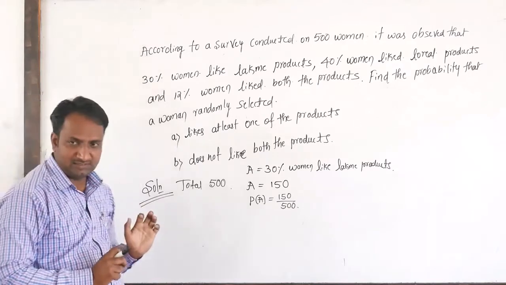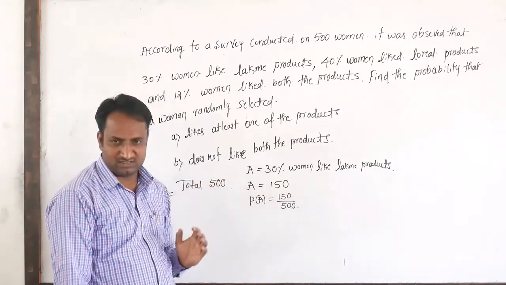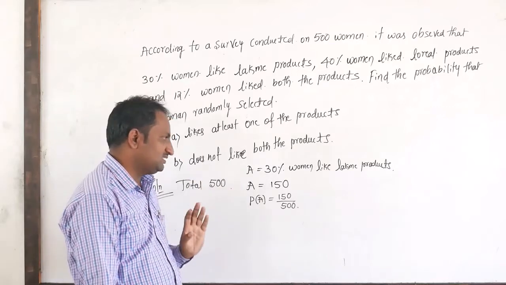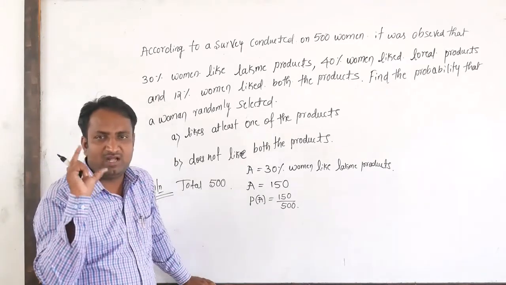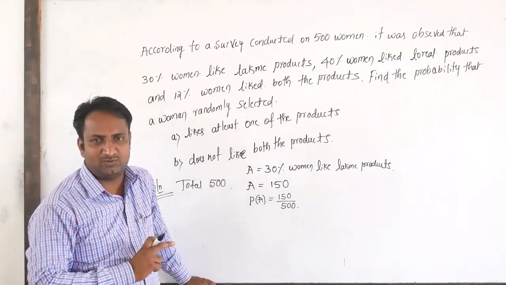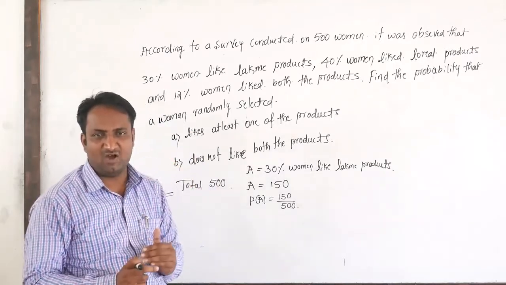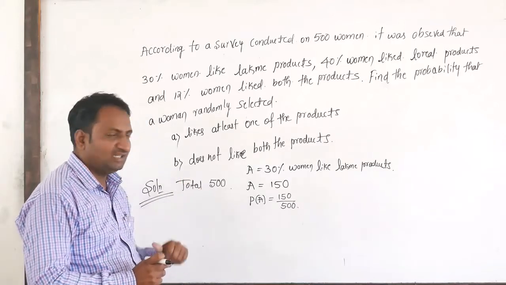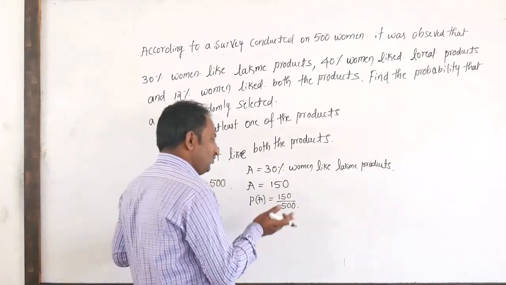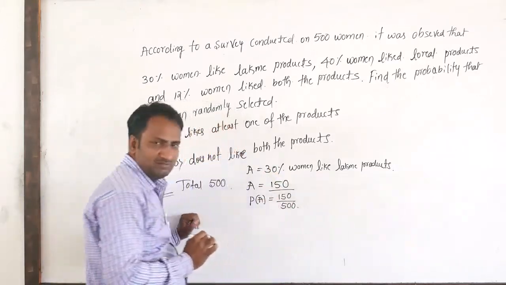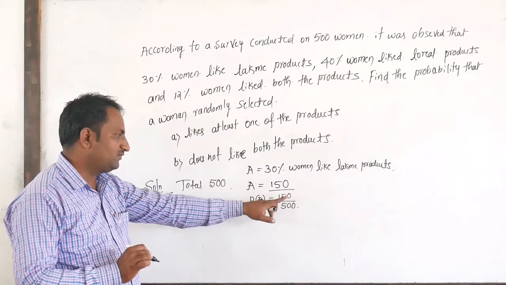So event A is 30% of women like Lakme products. If we select 1000 women, 30% is 300, and half of that, considering 500, gives 30% of 500 equal to 150. Here the favorable outcome is 150 and total is 500, so probability of this event is 150 divided by 500.